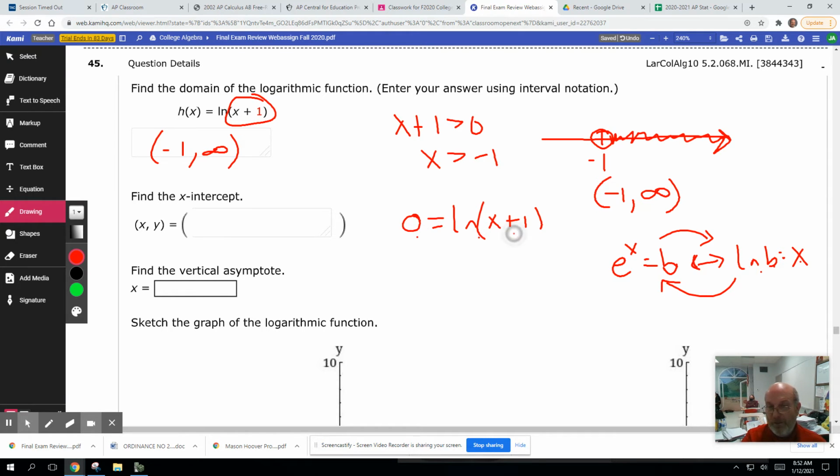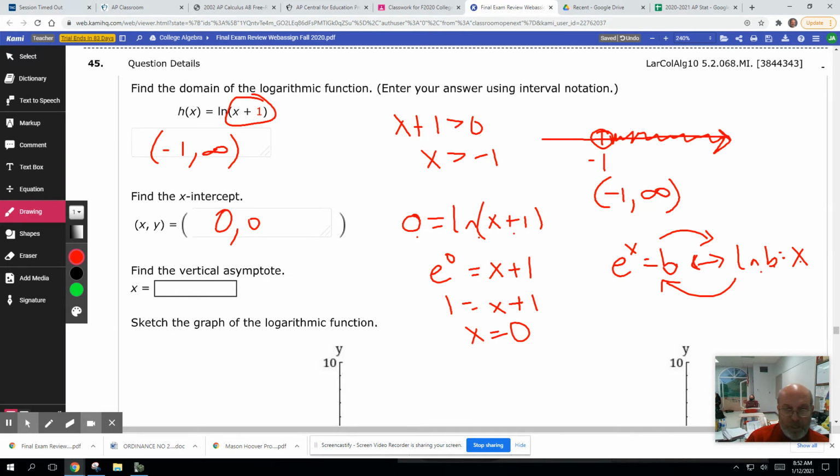E raised to 0 equals x plus 1. Well, e to the 0 power is just 1. Since 1 equals x plus 1, and we subtract 1 from both sides, we get x equals 0. So the x-intercept here is the point (0, 0).